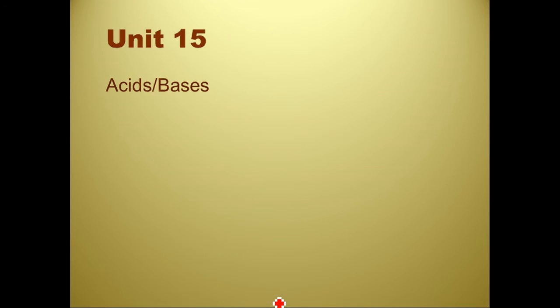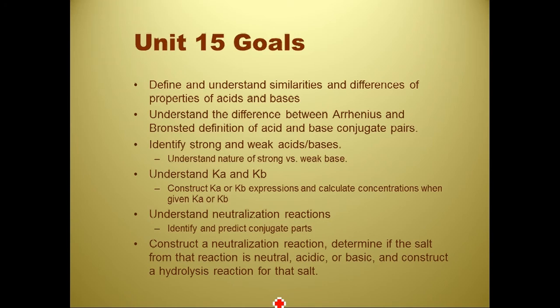The unit is about acids and bases, and these are the things that we're going to be working on. I might as well read through them. All right, so we're going to define and understand similarities and differences between properties of acids and bases. So we've got definitions and similarities and differences in their properties. That we're doing today. Okay. Understand the difference between the Arrhenius and the Brønsted-Lowry definition of acids and bases. We will do that today.